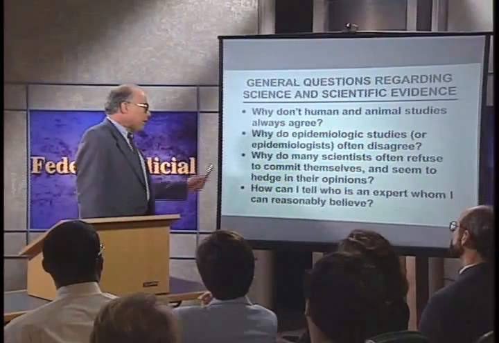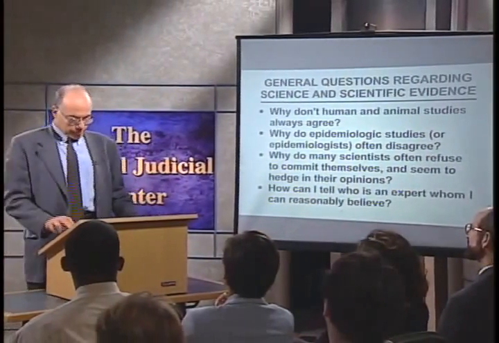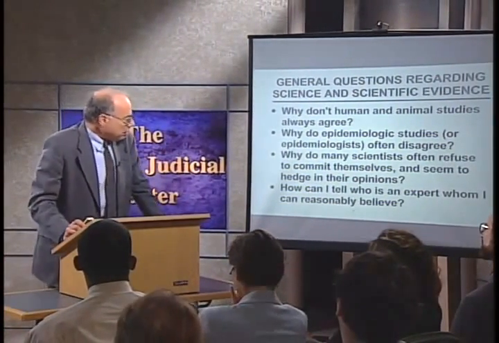Judges will ask, why do many scientists often refuse to commit themselves and seem to hedge in their opinions? The reason is that there is not an endpoint in science. The scientist is seeking the truth. Today's truth may be modified tomorrow by further studies, where the dilemma arises that in a trial, a judgment has to be made yes or no. But science doesn't work in that way. It works in small increments of knowledge, and we are always subject to having our opinions refuted tomorrow.